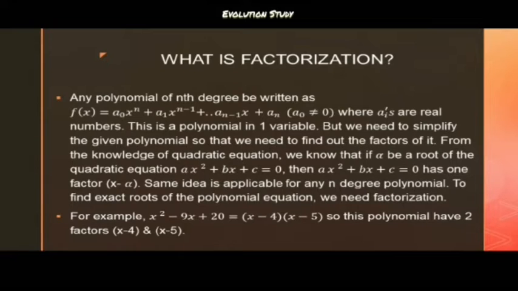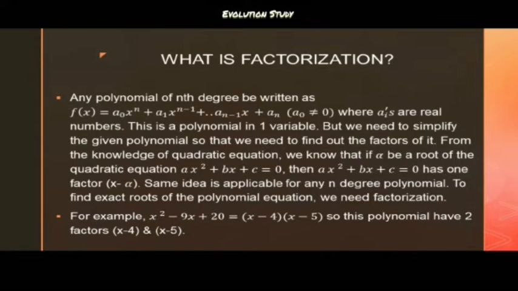This is a polynomial in one variable, but we need to simplify the given polynomial, so we need to find out the factors of it. From the knowledge of the quadratic equation, we know that if alpha is a root of the quadratic equation ax^2 + bx + c = 0, then ax^2 + bx + c has one factor, that is x minus alpha. The same idea is applicable for any nth degree polynomial.